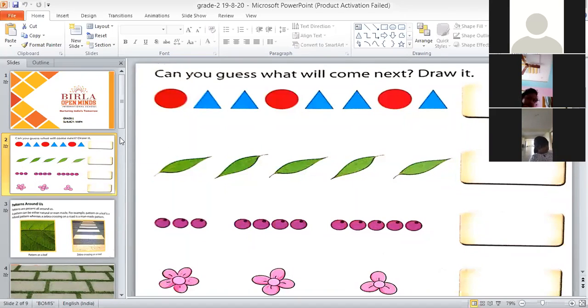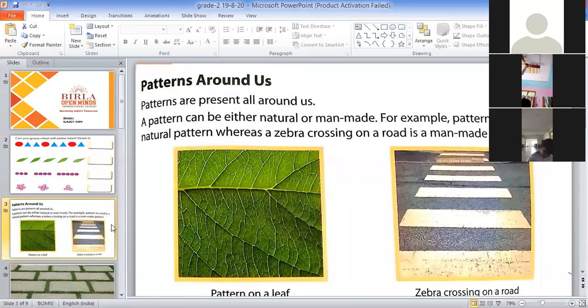See here. Now, children, come to page number 149 and you can see here on page number 149, two patterns are there. First one, a pattern on a leaf, and second one, zebra crossing on a road. Okay, so now see, I've told you that daily we come across many patterns, right? But we never notice them. So now today we'll try to notice some patterns.